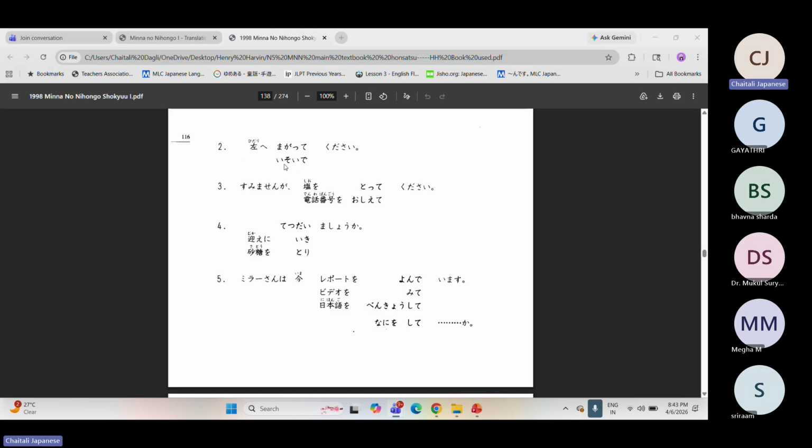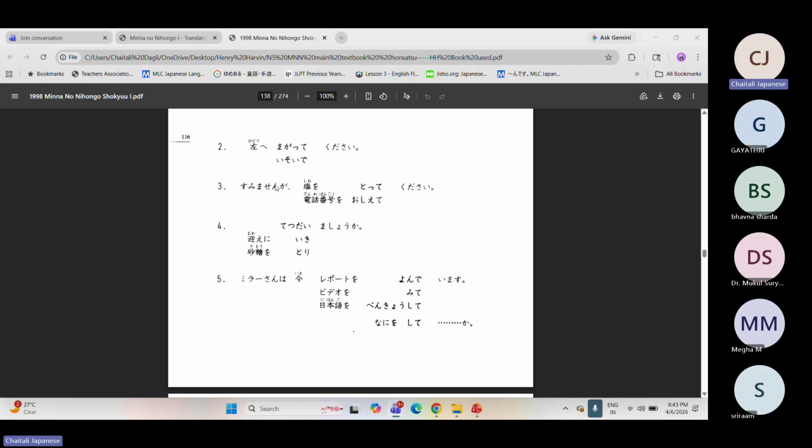Second, hidari e isoide kudasai. Isogimasu is to? What is isogimasu? Hurry. Correct. So please hurry. Okay, hurry, rush to. So please hurry. Are we clear? Verb in te form plus kudasai.